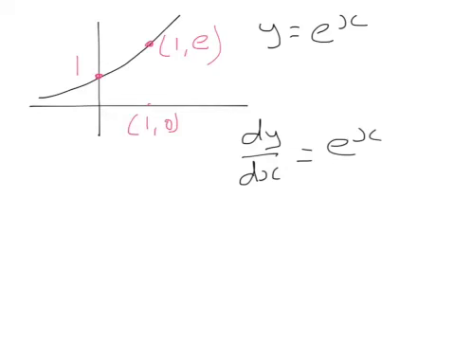If we take another point here, it's 2, so it's a point there, e to the power 2, the gradient at that point equals e to the power 2, e squared. So the gradient is equal to the original function. And this will be demonstrated to you in the lesson.